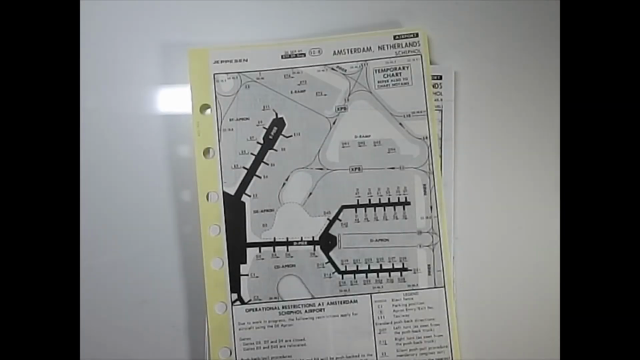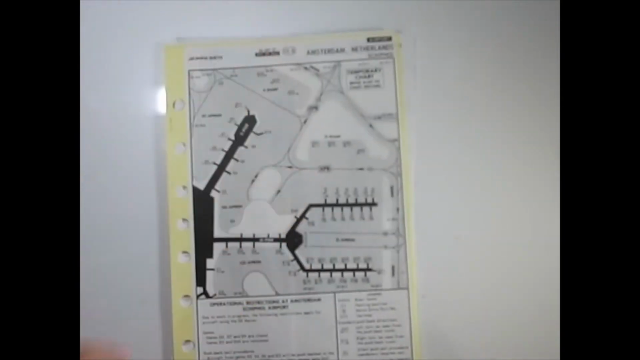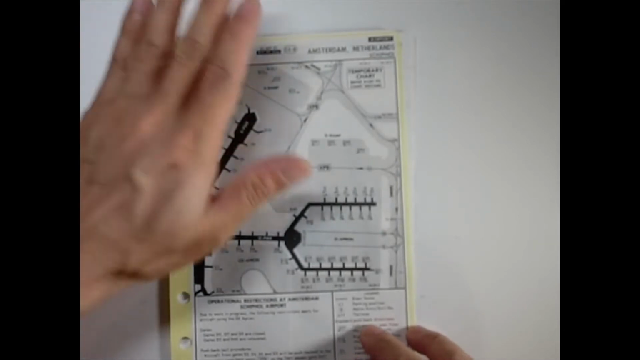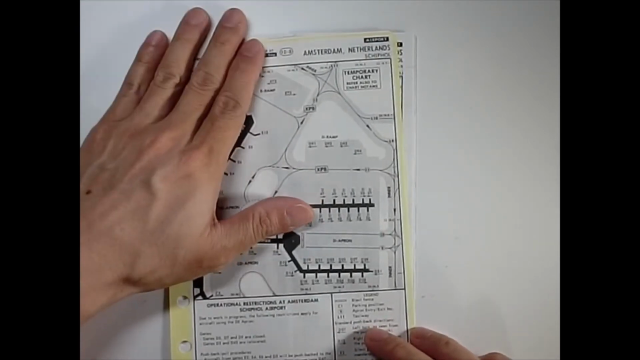In this lesson, we will be looking at airport charts. Here I have some samples of airport charts. We will be looking at the one for Amsterdam, Netherlands, Schiphol Airport. What we will be looking at is the different information that is found in these charts.